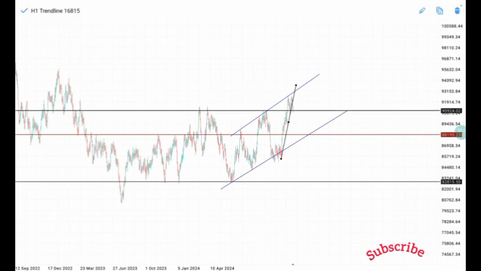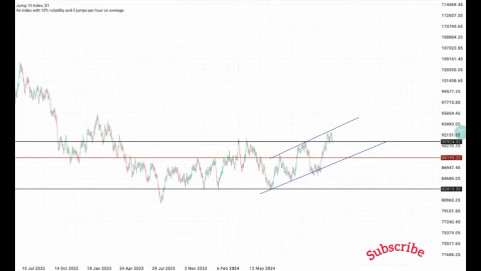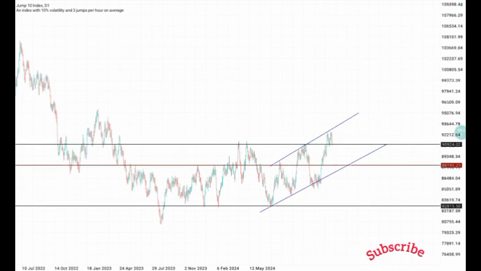Okay, so that is for Jump 10. I'm already in the trade. And I gave the trade in the Telegram free signal group. I emphasize free signal group.